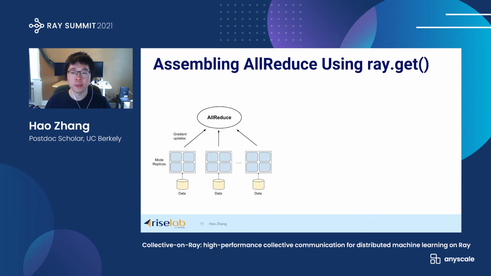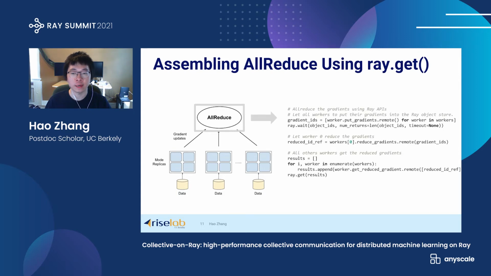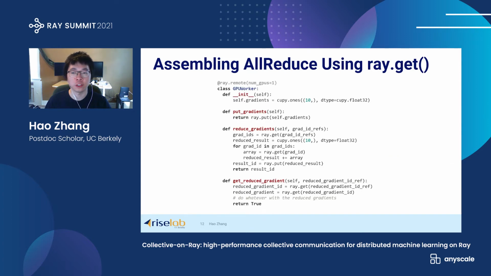With the standard Ray API, communicating the gradients between GPU workers would require a series of ray.get calls and passing around the object reference across different actors. On the right side, we provide a snippet of example code to achieve this using the original ray.get and ray.put APIs. In order for this code to work, we need to first substantially enhance the GPU worker actor class, so it has a few more methods.